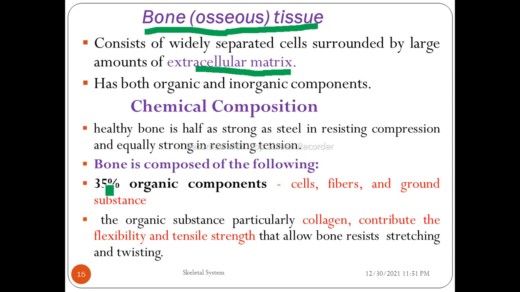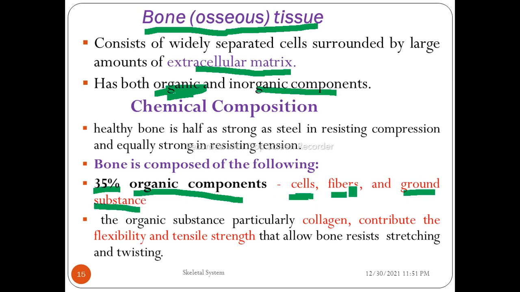So bone has organic and inorganic components. When you look at the organic components, bone is made up of three things. About 35% of bone substance is made up of organic components. These organic components are cells, fibers, and ground substance. The organic substance, particularly collagen, contributes the flexibility and tensile strength that allow bone to resist stretching and twisting.